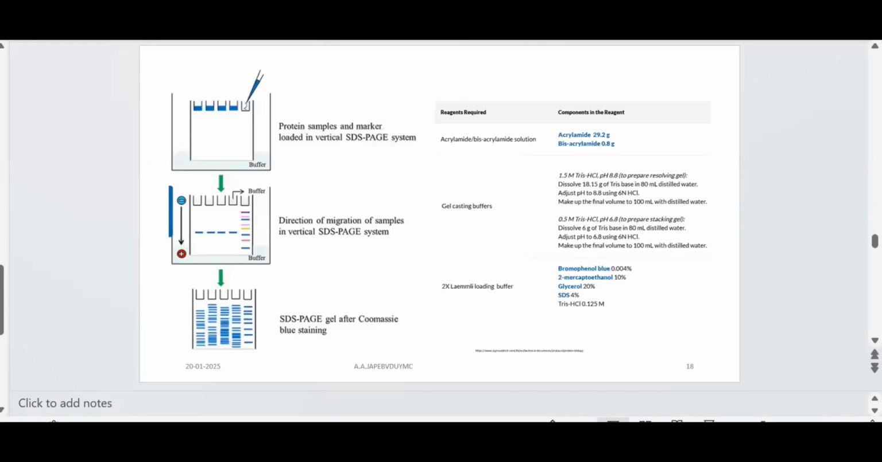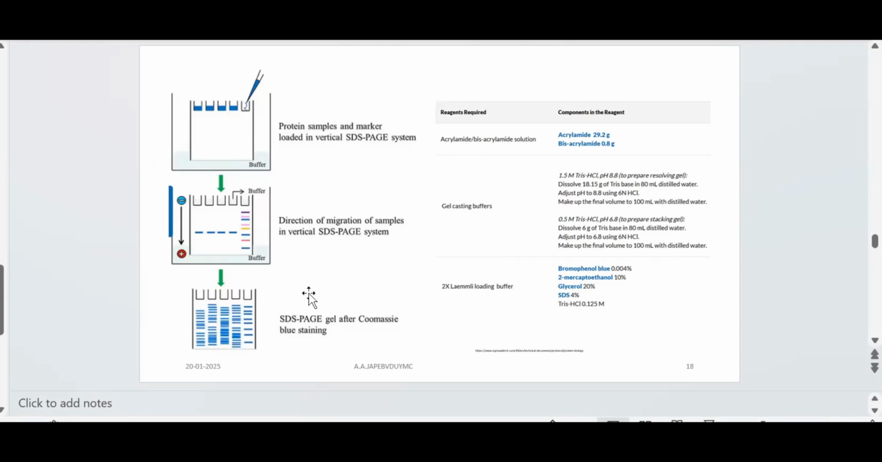So, how you are going to load the sample, how the electrophoresis run is going to occur, and how you are going to get separation. So if you are able to see here, it is the buffer tank, right? Then here also you are seeing that the wells are covered and this is the buffer in it, right? And here are the separated bands, they are seen, and the bands are stained with Coomassie blue staining.